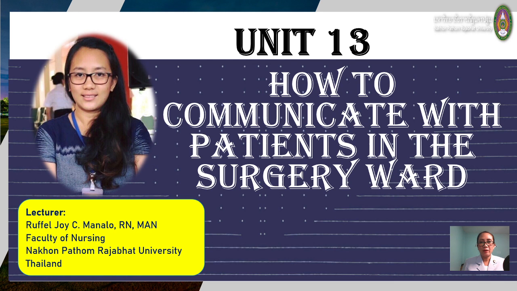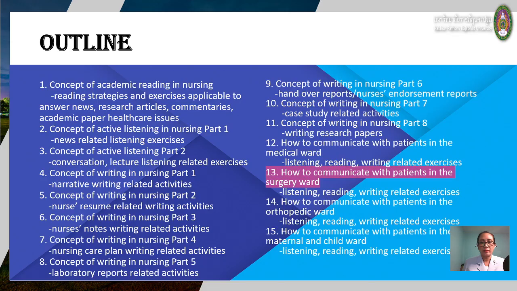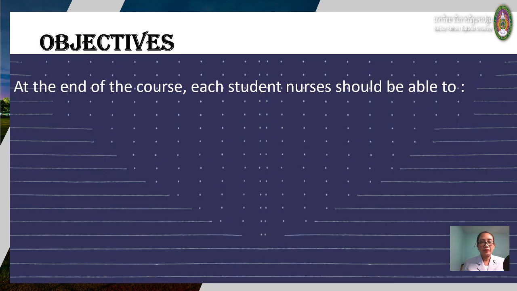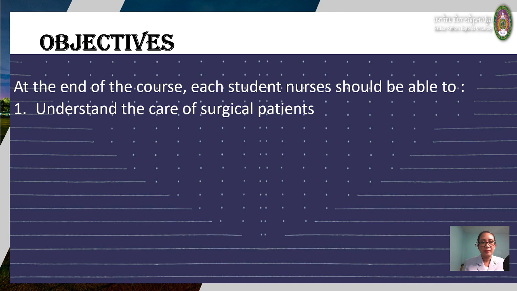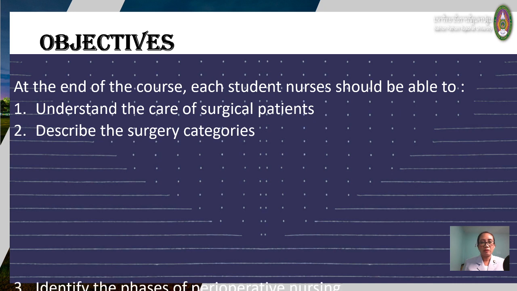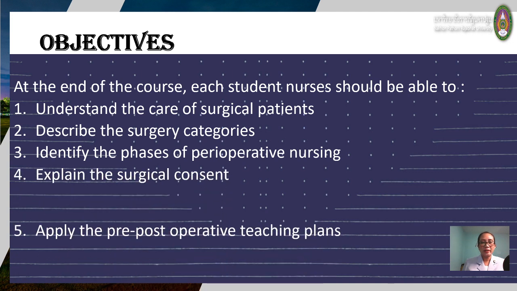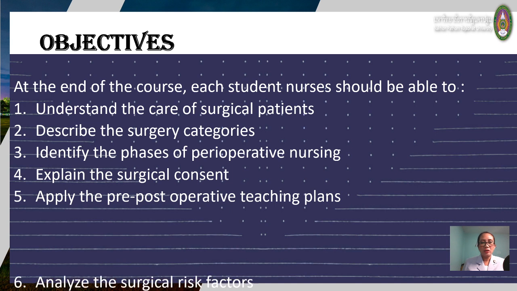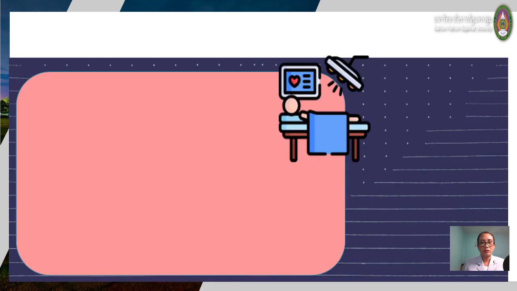I will discuss Unit 13 on how to communicate with patients in the surgery ward. Again, this is a team teaching course taught by the three of us from the Faculty of Nursing. For the objectives, at the end of the course, each student nurse should be able to understand the care of surgical patients or perioperative patients, describe the surgery categories, identify the phases of perioperative nursing, explain the surgical consent, apply the pre-post operative teaching plans, analyze the surgical risk factors, and anticipate the possible post-operative complications.